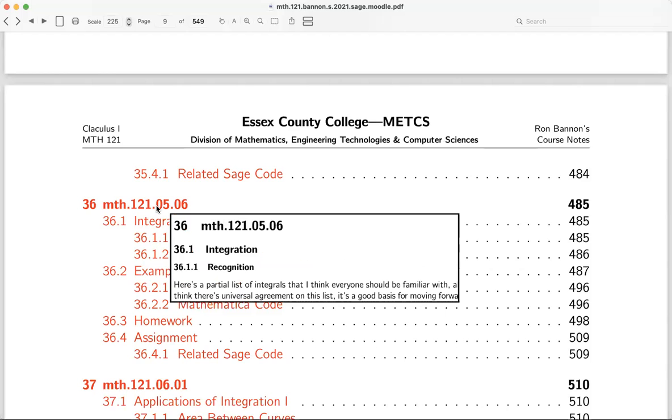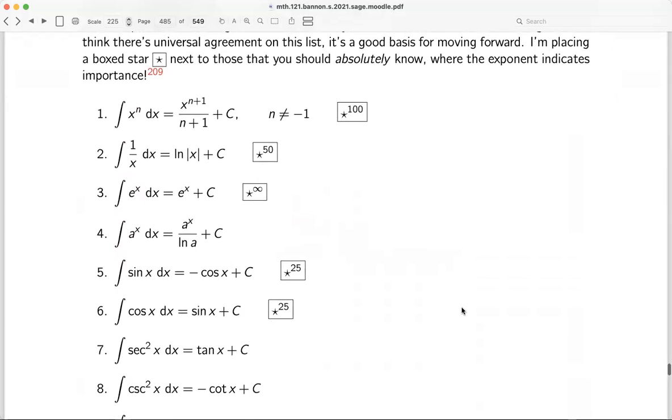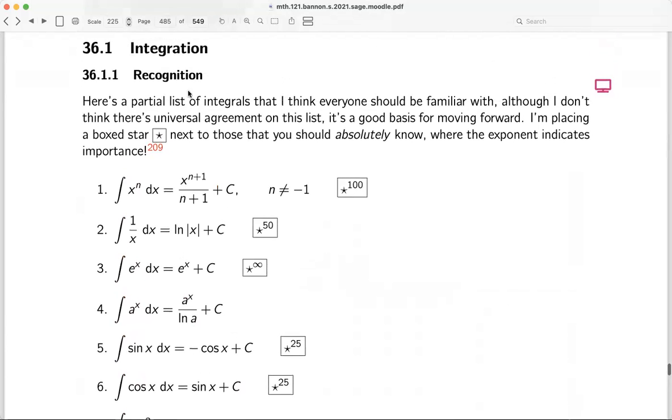Okay, we're in section 36 now. So I'll certainly go to the whiteboard with this. I want to point out there's a list of integrals you should know. Now, certainly some are more important than others. When I say that, they're going to pop up more often, and you'll see them more often. You'll certainly recognize these. So this is all about recognition, and I will go through that with you.